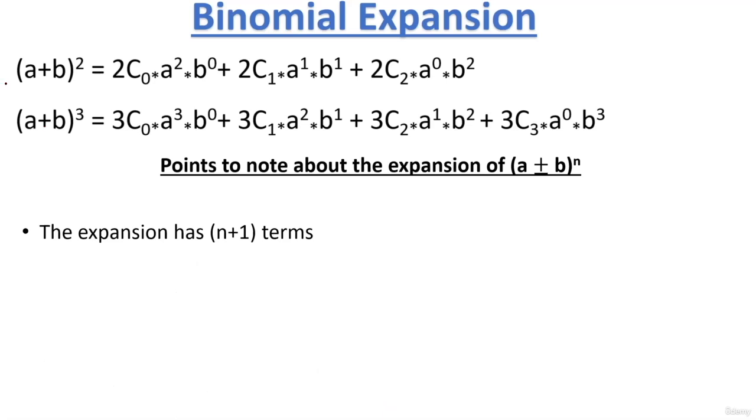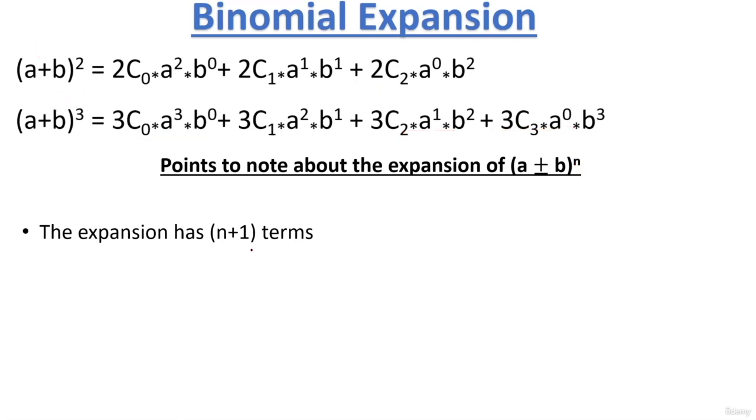So you take the example of (a + b) whole square. There are 3 terms, this one, and this one: a² + 2ab + b², 3 terms. And (a + b) whole cube also has 4 terms, 1, 2, 3, 4. So any expansion (a ± b)^n will always have n + 1 terms.